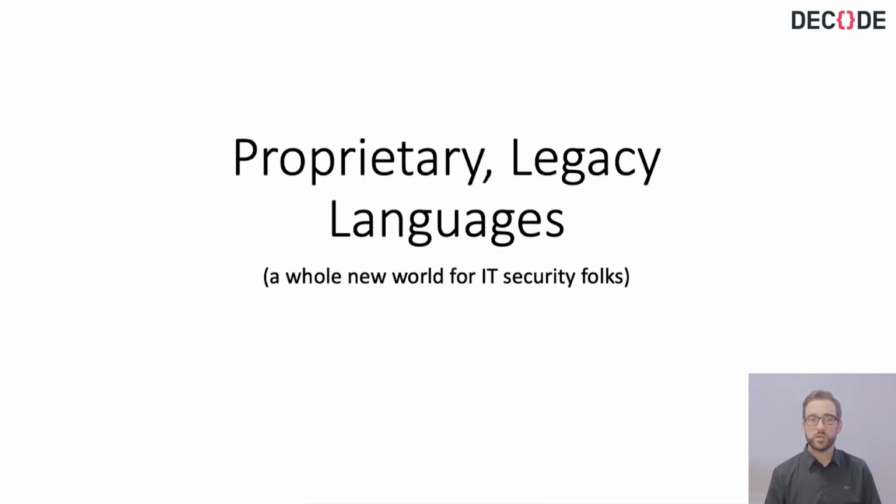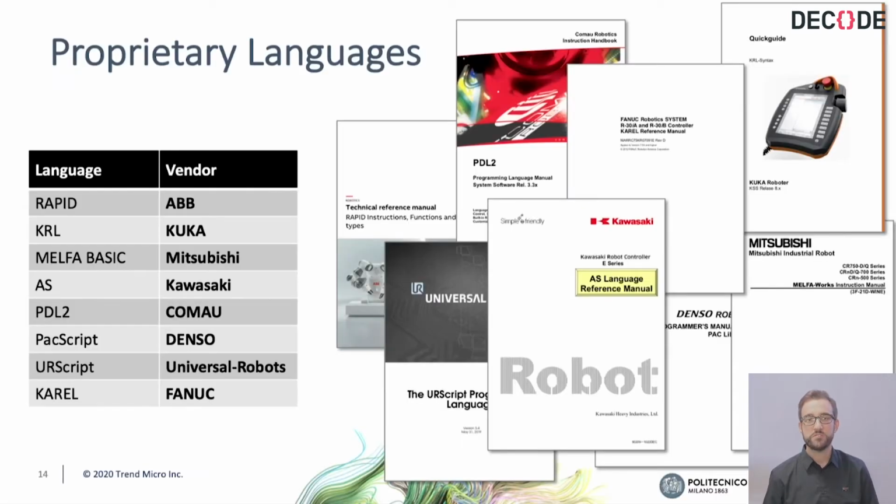The first thing that we learned from looking at these apps is that the languages are different. They're definitely not mainstream languages such as Java, C, or Python, right? And each vendor has its own proprietary language. We looked at 8 of the major vendors, such as ABB, KUKA, Kawasaki, Mitsubishi, Comau, Denso, Universal Robots, and Fanuc. And we found out that they're all different.